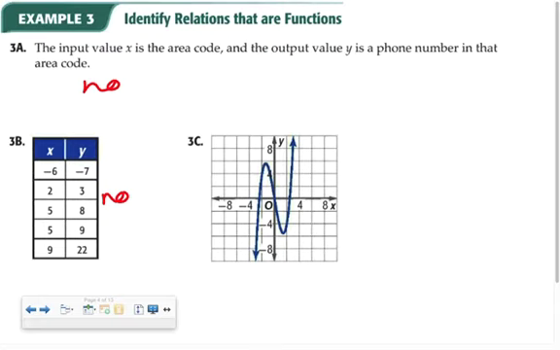In part C, what you might use to identify whether this is a function is the vertical line test, kind of taking a vertical line and dragging it across that graph, and looking for whether your vertical line crosses the graph in more than one place. And it does not. So that means this is a function. Every x input has only one y output.